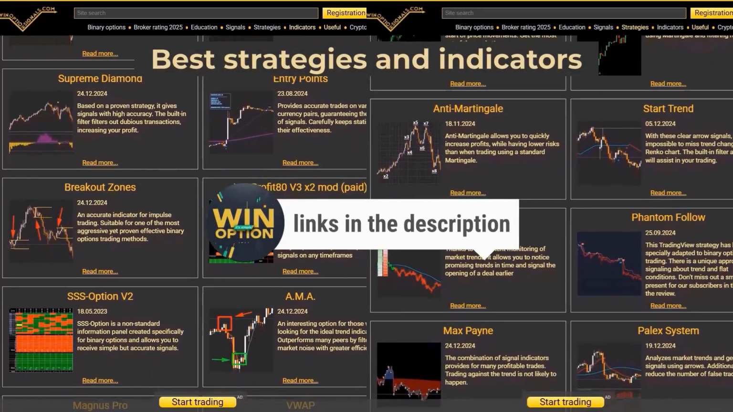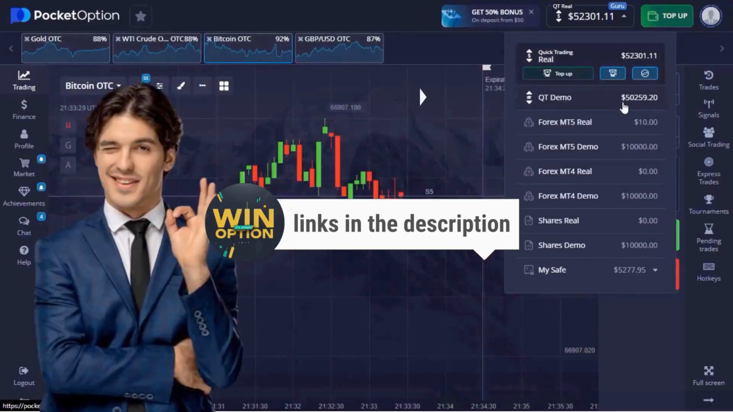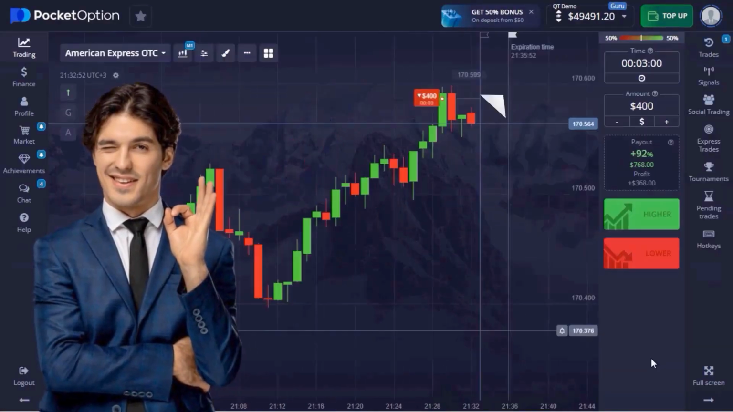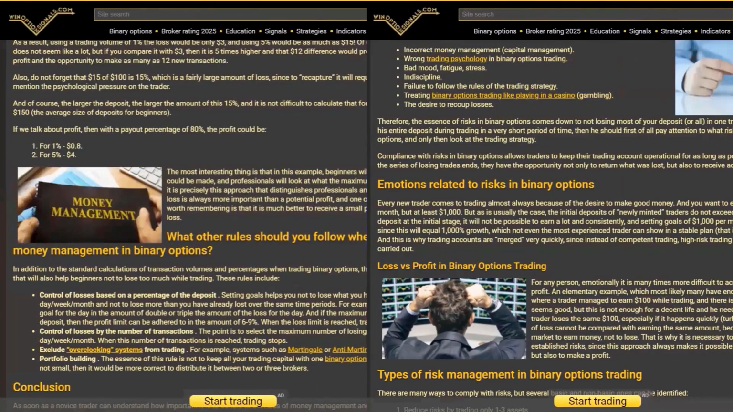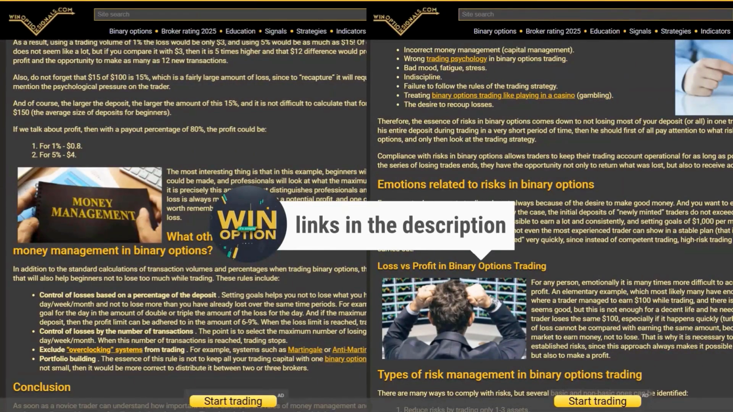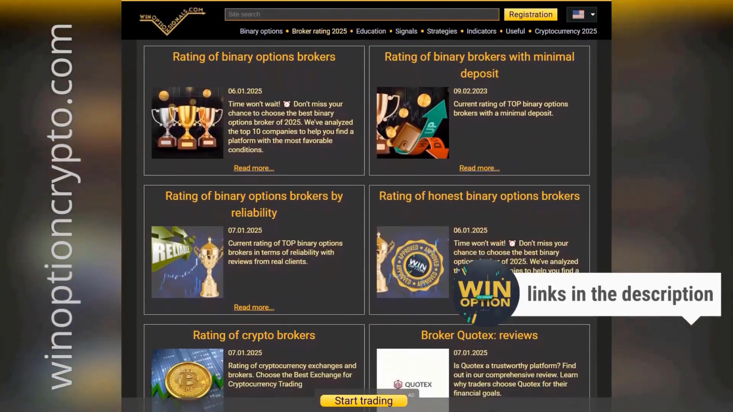And remember, any strategy or indicator is just a tool that you need to learn how to use correctly. Be sure to check and test the indicator on a demo account of historical data without forgetting about the rules of risk and capital management. And also choose only proven brokers, which you can find on our website in our regularly updated rating.